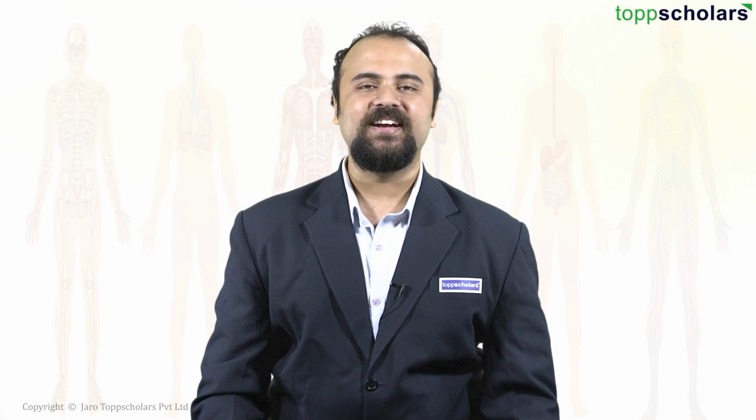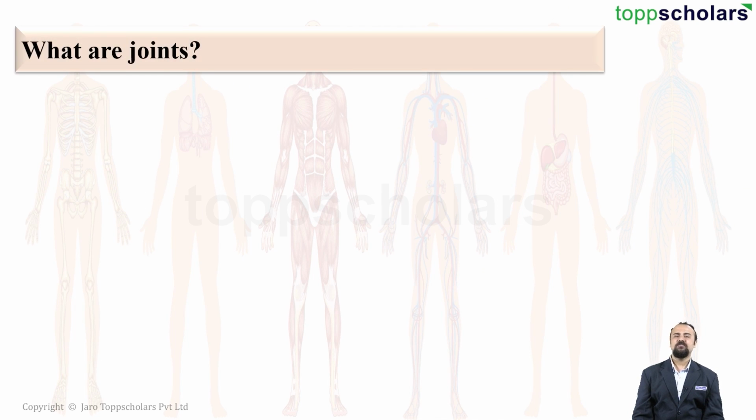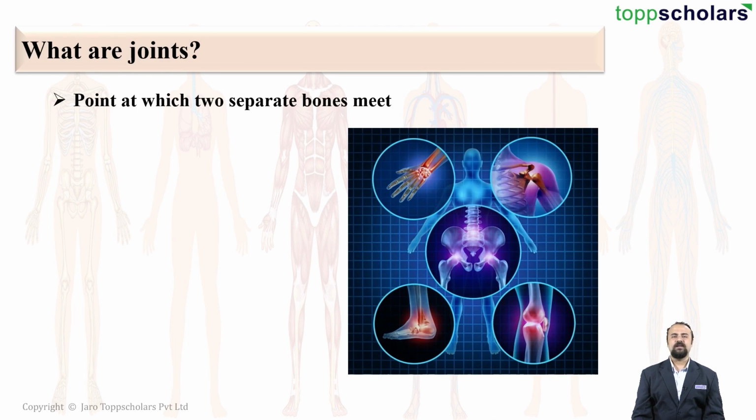Today we'll be talking about another very interesting topic, that is joints and types of joints. Let us first understand what exactly are joints. To put it simply, it is the point at which two separate bones meet.